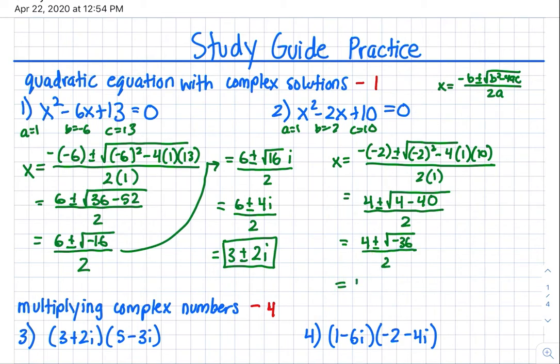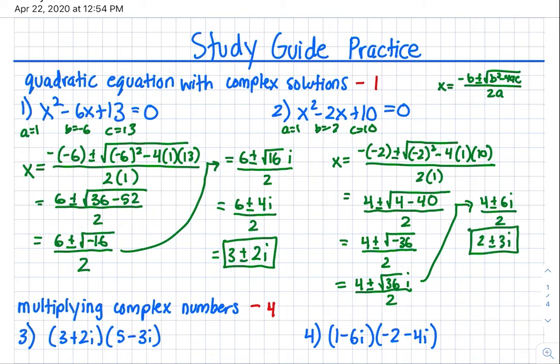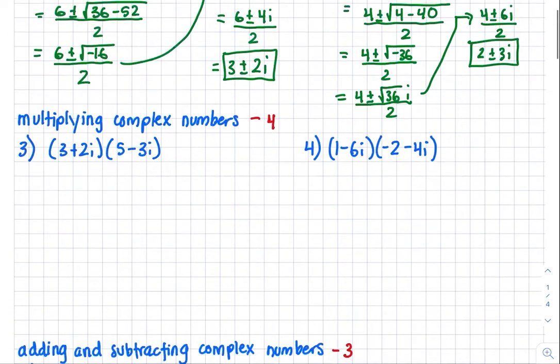That square root of -36 is, you take the negative on the outside, and now it's i, 6i all over 2. So then it's 2 plus or minus 6i all over 2, which is 1 plus or minus 3i. And that's your answer. Okay, so one problem like that.